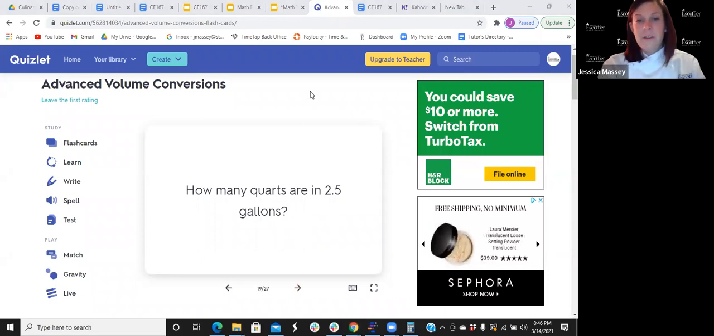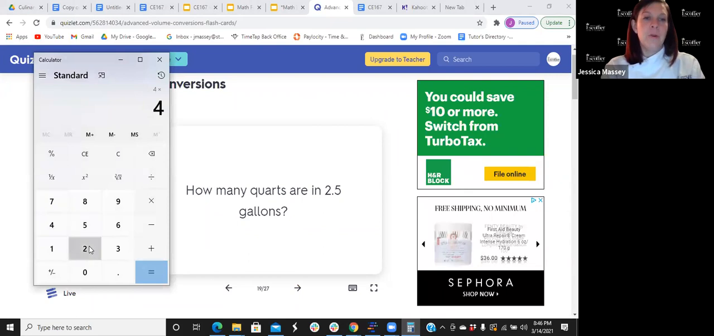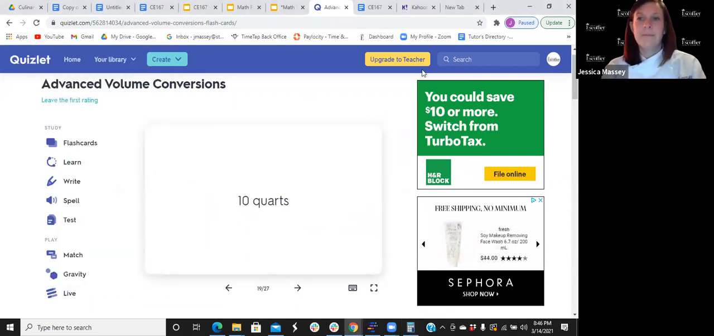So again, you need to know there's 4 quarts for 1 gallon. You take your 4, you multiply it by your 2.5, and that gives us 10. Saw some right answers in there.